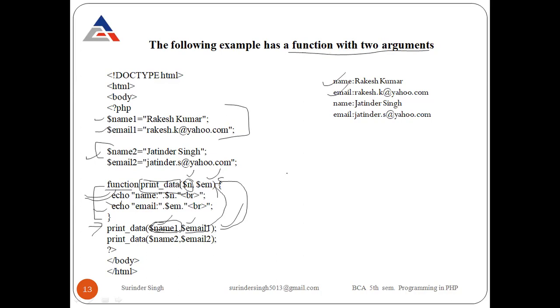Clear? And on the second function call we are passing name 2, and the name 2 value will be copied to n, and email 2 will be copied into the em variable, and here we are printing, and it prints the second name and second email. Clear?